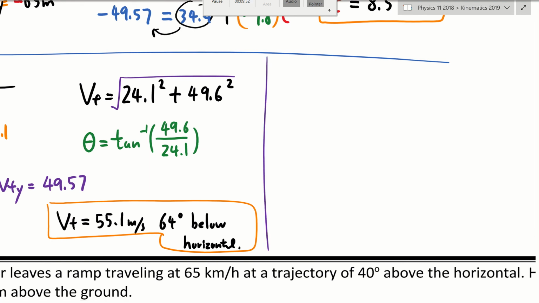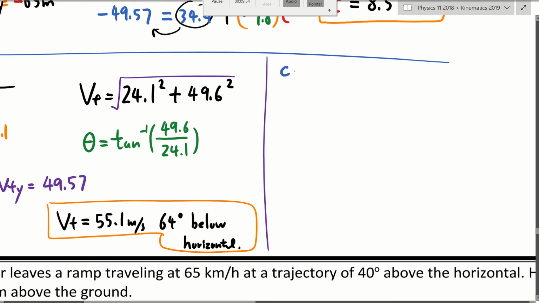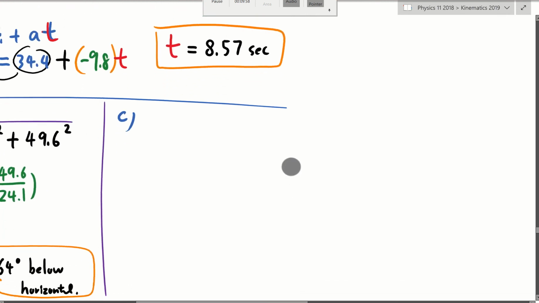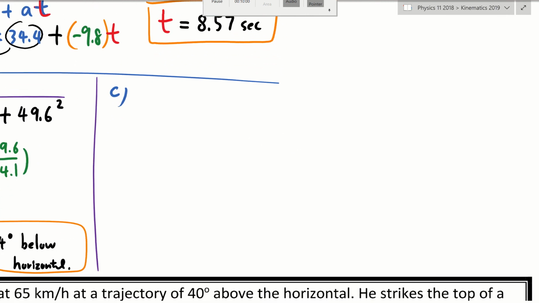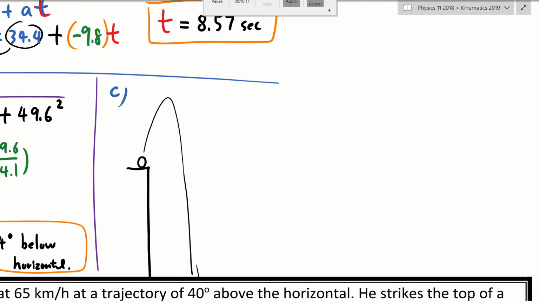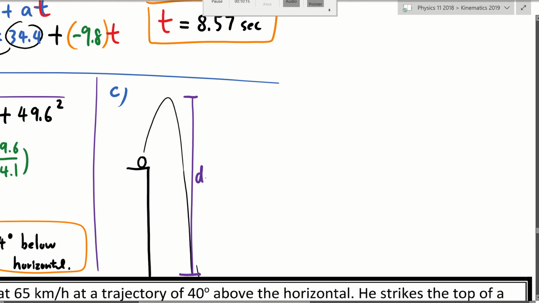Final question on this part, which is part C. Final part is the maximum height relative to the ground. Now, that's actually a tricky question because a lot of people would do this question and just do half of the answer. So this object goes up and down like this. So technically speaking, maximum height from the ground is this distance right here. So this is called the maximum height. Now, but you won't get that, right?